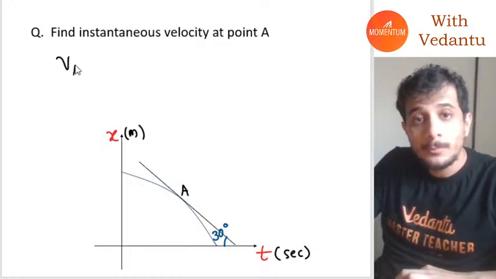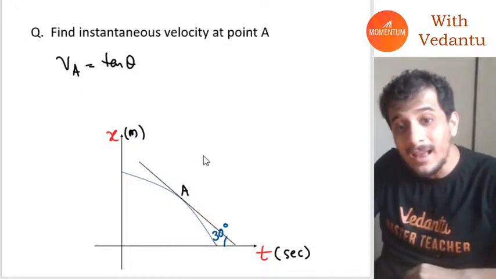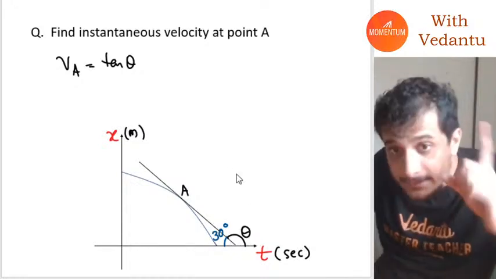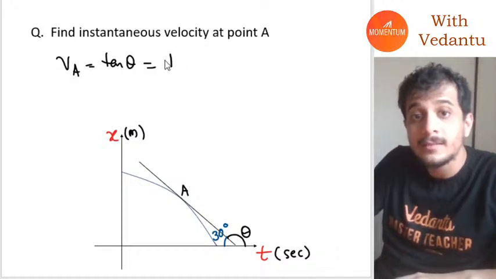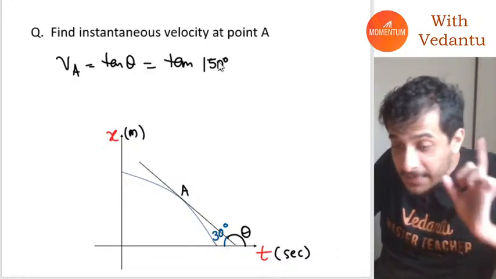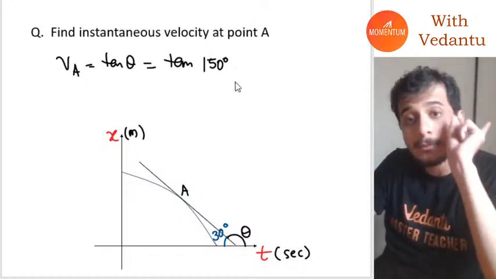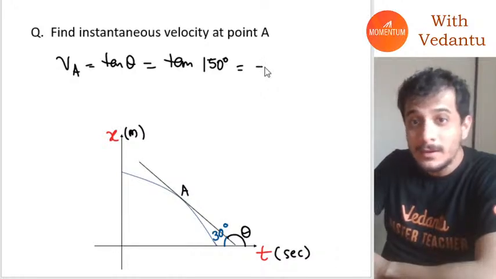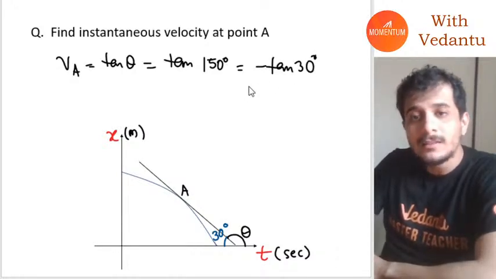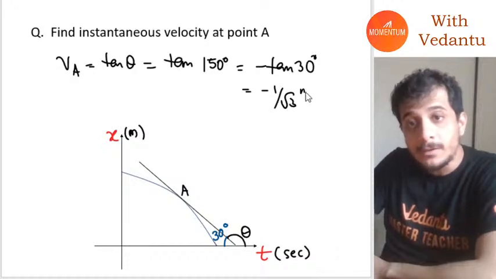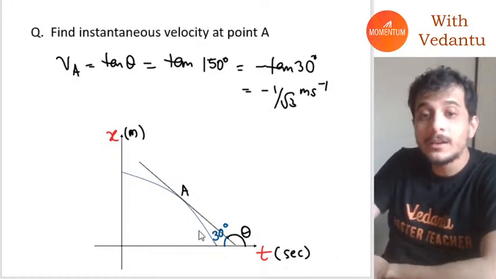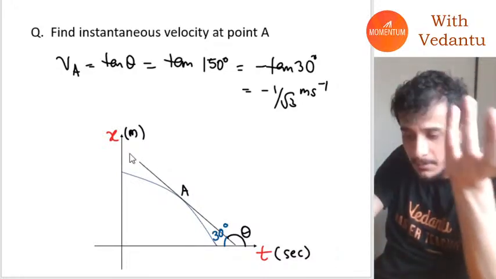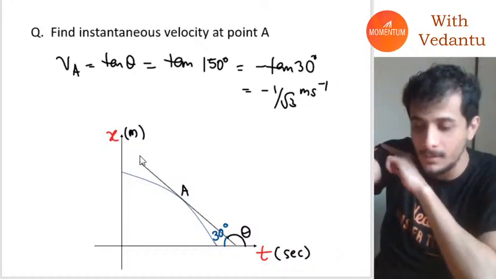You have to remember that velocity at point A will be equal to tan theta, but what is this angle theta? Theta is the angle made by the tangent with the positive x-axis. In this case it will be tan 150 degrees, not tan 30 degrees, guys. Tan 150 degrees is nothing but negative tan 30 degrees. That will be nothing but minus 1 by root 3 meters per second. So you have to remember here the angle theta is supposed to be with the positive x-axis, which in this case gives negative tan 30. Very good, Mansi Krishna, you are correct and on point.